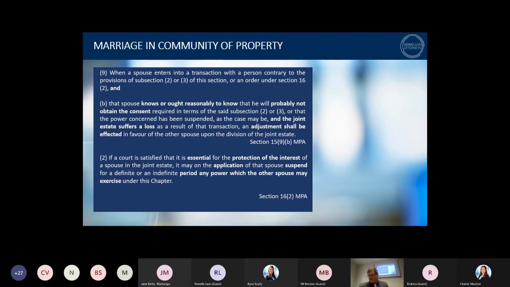So be aware, if you are married, this is a very interesting question. I actually want to stop on this. Rickma, could legal fees incurred by one spouse to suspend powers with a guilty spouse be eligible for adjustment? I don't think so. You would be able to get an order for costs in court against the guilty spouse.